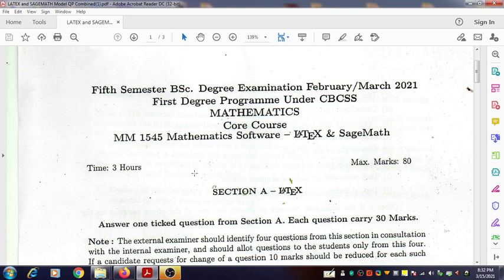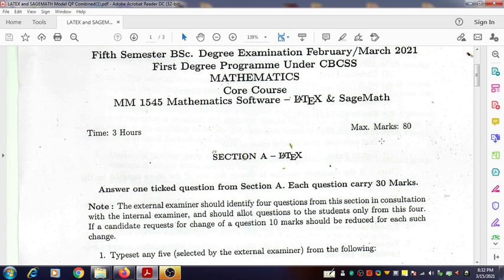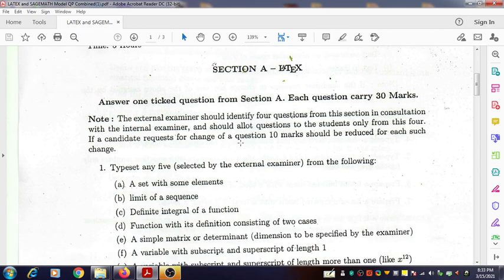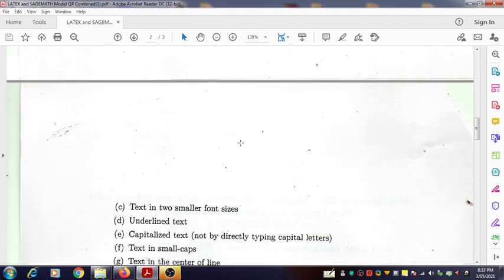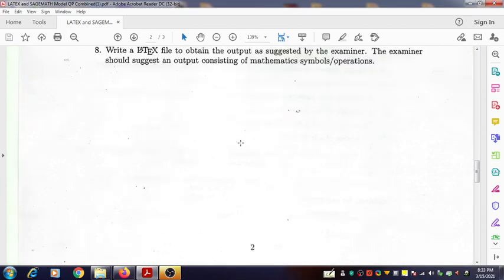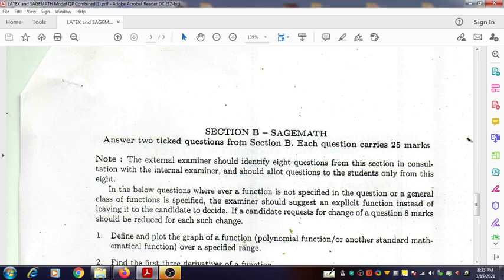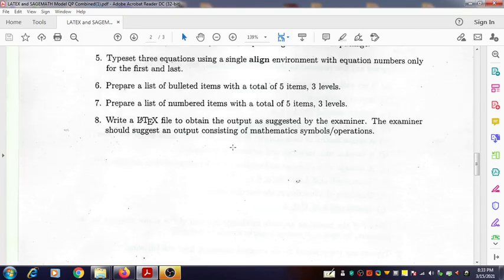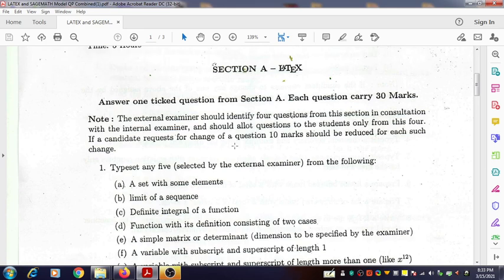The examination will be of 3-hour duration. Maximum mark will be 80. The question paper is divided into two sections. The first section will contain questions from LATEX. The second section will contain questions selected from SAGEMATH. Section B will contain questions from SAGEMATH. Let's go through the details of the type of questions.